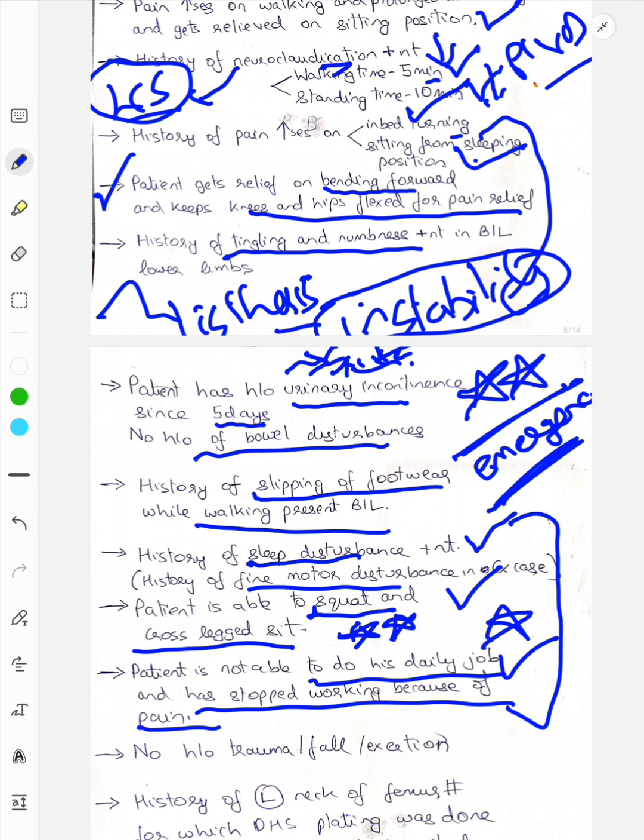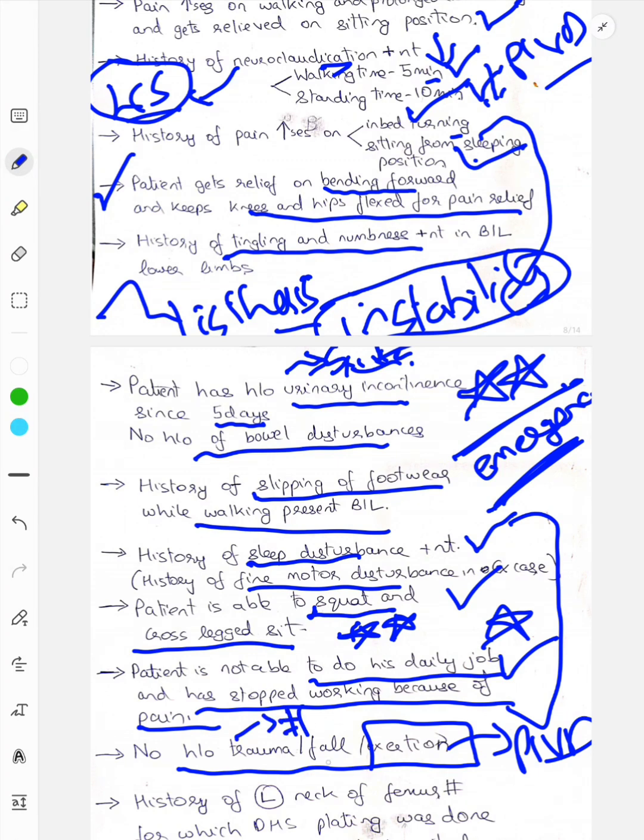And you are looking at a pure spine picture, right? Next, you ask about any history of trauma, fall or exertion. Lifting heavy weight might lead to PIVD, trauma might lead to traumatic fractures around the spine, and a fall in old age might lead to osteoporotic fracture. So these are the significant history points you need to ask.